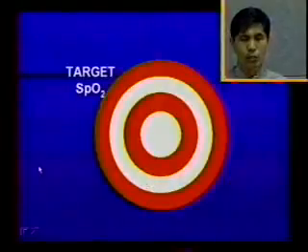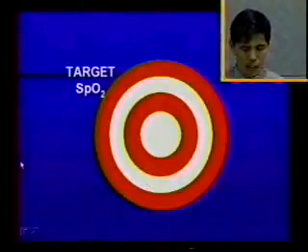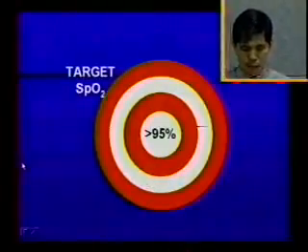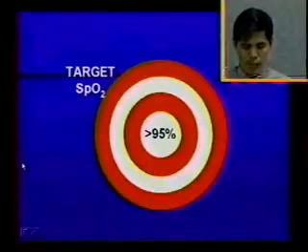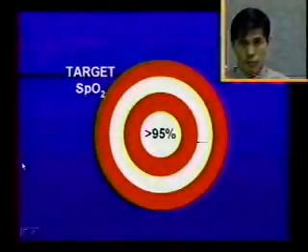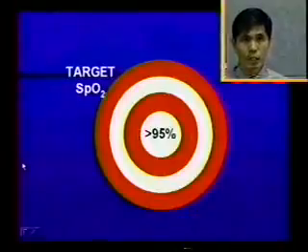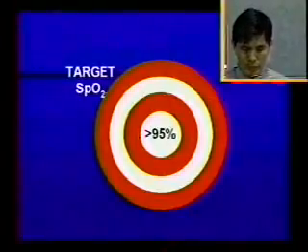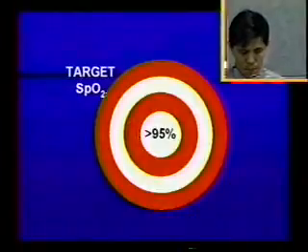So the bottom line, when you're using a pulse oximeter, is that you want a number that is 95% or higher, or it could be equal to 95%. Below that, you have to start thinking about your patient. There may be something going on that you have to correct.